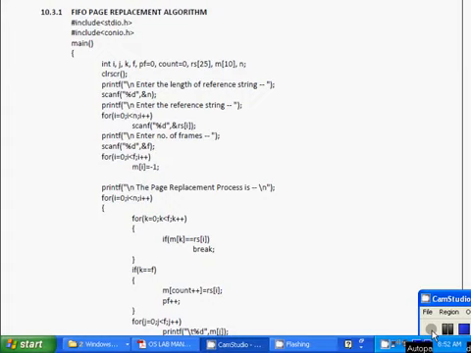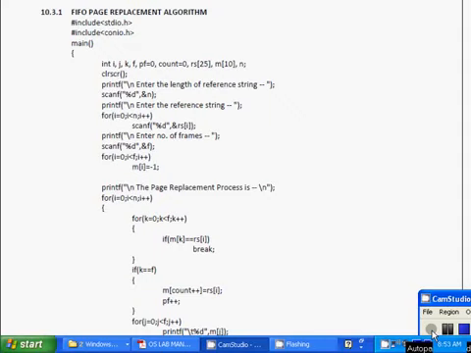And in this video, I'll talk about the first in first out or FIFO page replacement algorithm. Page replacement is basic to demand paging. It completes the separation between logical memory and physical memory. With this mechanism, an enormous virtual memory can be provided for programmers on a smaller physical memory.